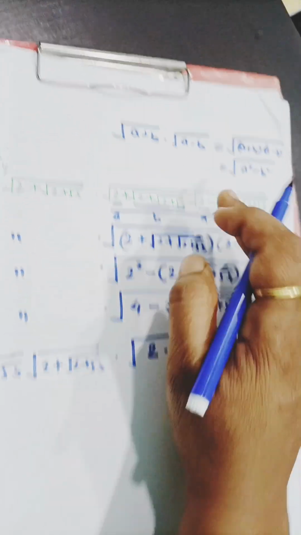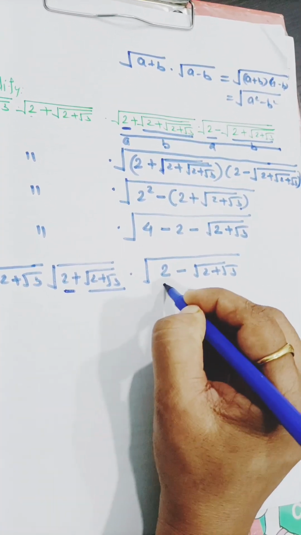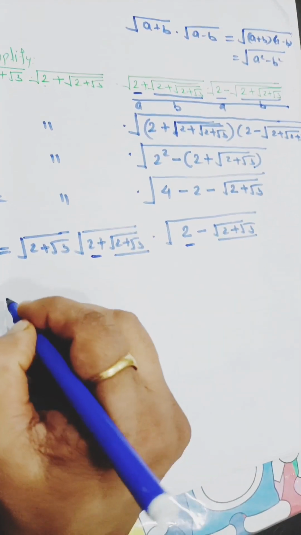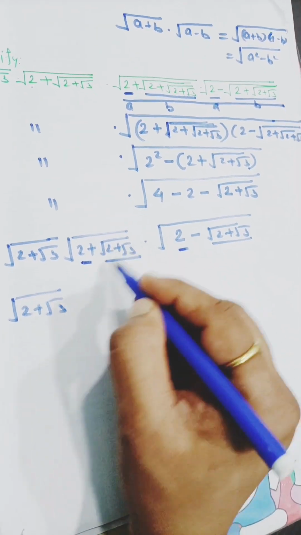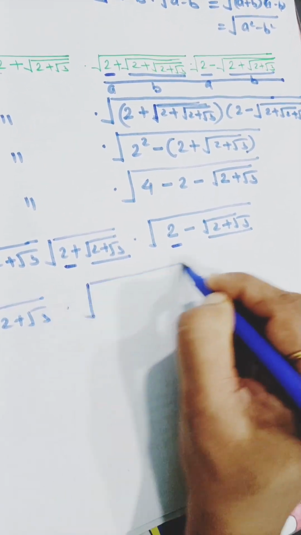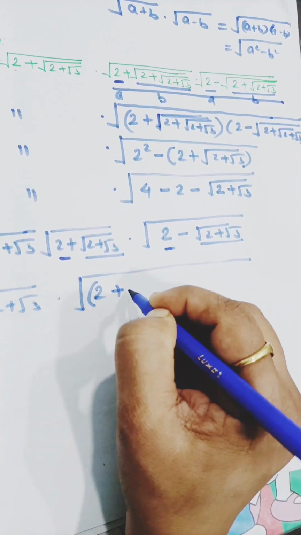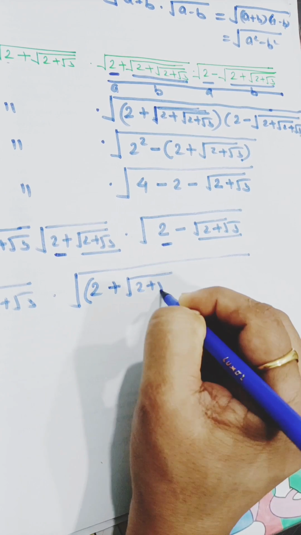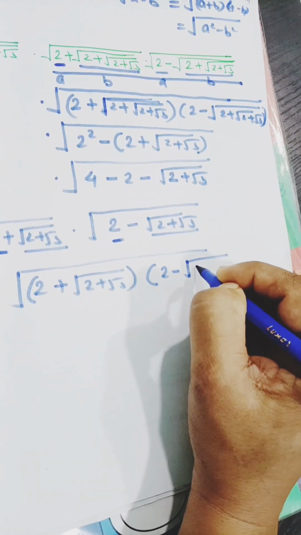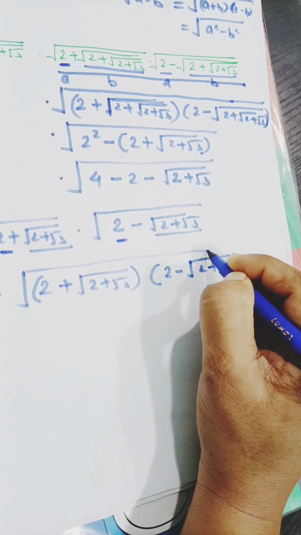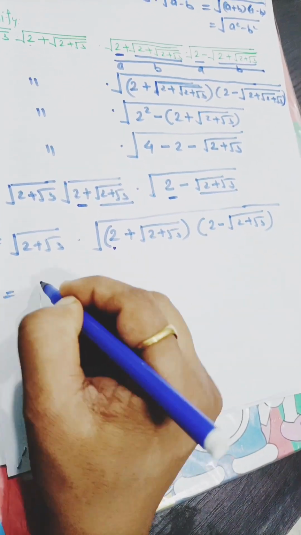Now again similar concept we can apply here. This is A, this is B. This is A, this is B. So first radical we will write as it is and these two we will write under similar radical. So what will happen? 2 plus in one bracket 2 plus under root 2 plus root 3 and in another bracket 2 minus under root 2 plus root 3. So again this is a plus b, this is a minus b.